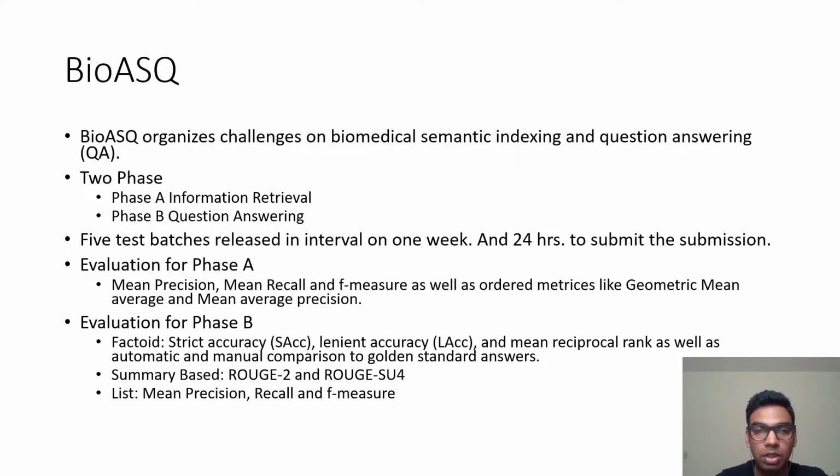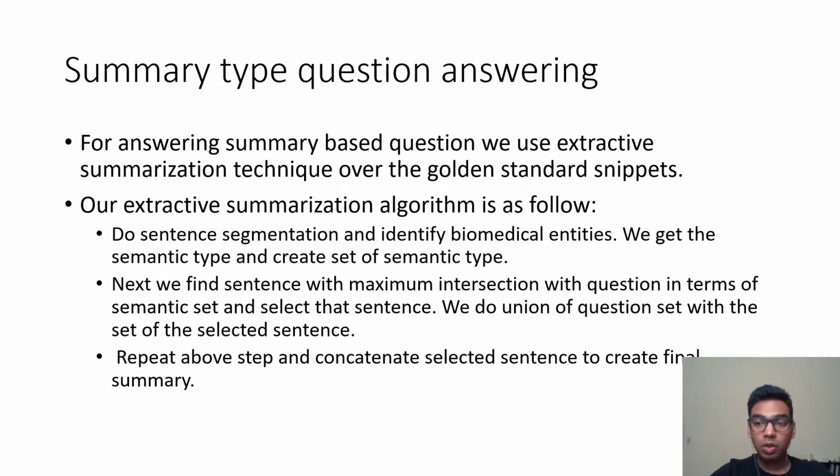For this competition, we only participated in Phase B. Last year was our first time participating in BioASQ, and we only concentrated on Phase A. This year, we only concentrated on answering Phase B. For answering questions, we need to return answers of type factoid, list, or yes or no based on what type of question it is. And for every question, we also need to return an ideal answer. An ideal answer is a natural language answer that a person might give to the question.